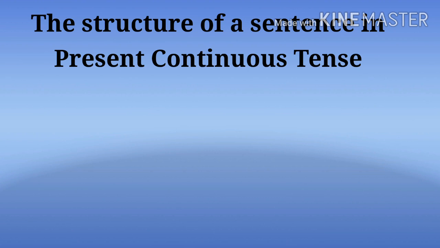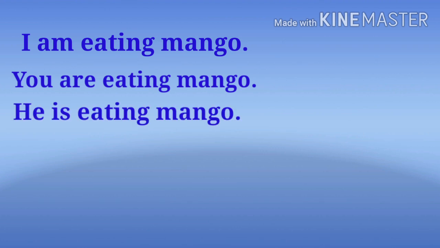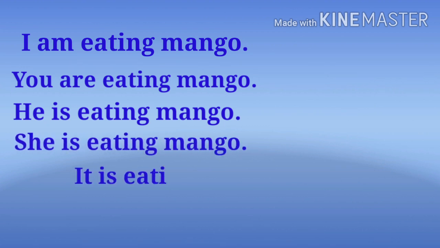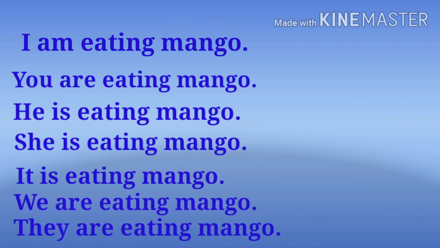Now, let us look at the structure of a sentence in present continuous tense. Subject plus am or is or are plus ing form of the verb, that is, to the root form add ing, plus object. For example, I am eating mango. You are eating mango. He is eating mango. She is eating mango. It is eating mango. We are eating mango. They are eating mango. Here, am, is, are are used according to the subject in the sentence.